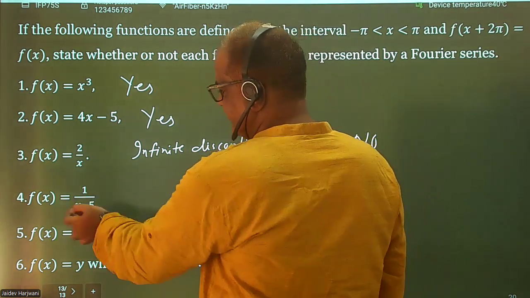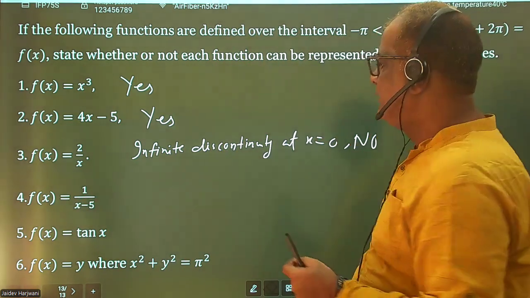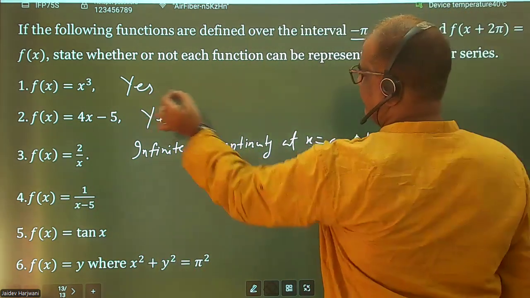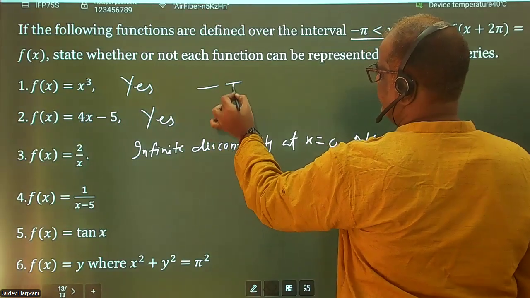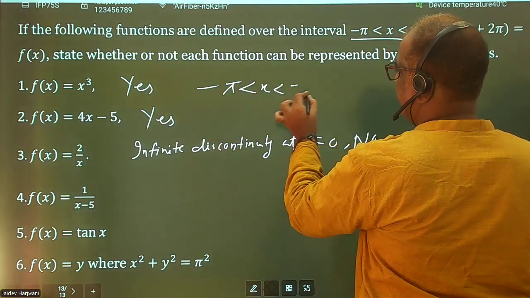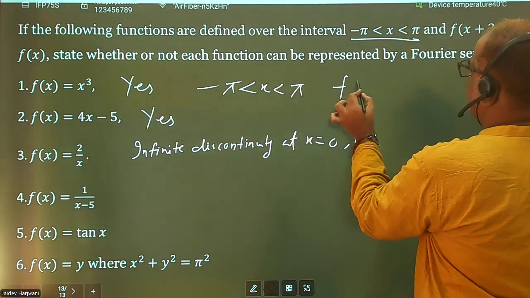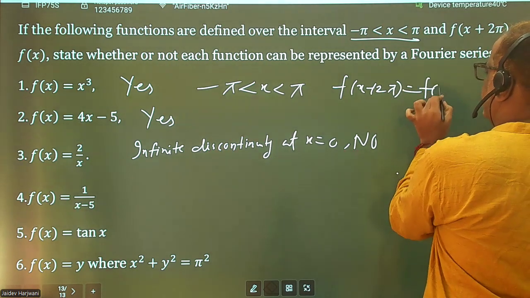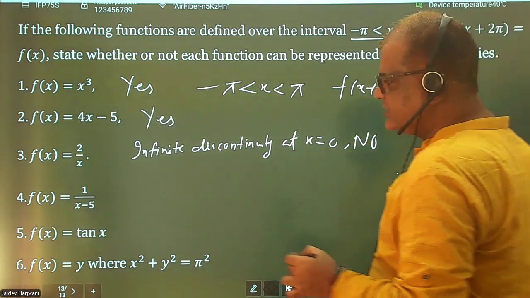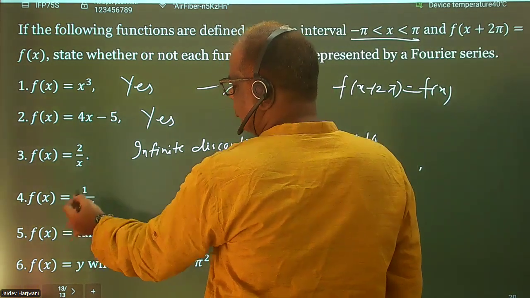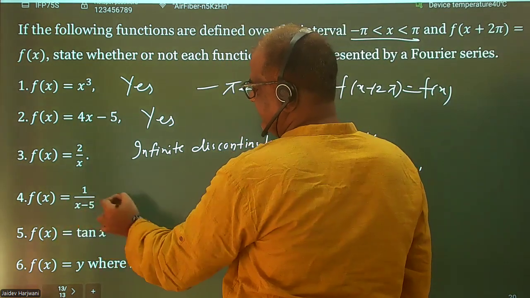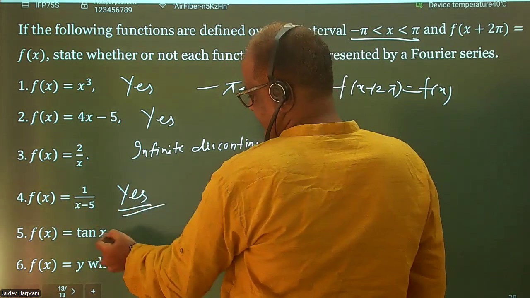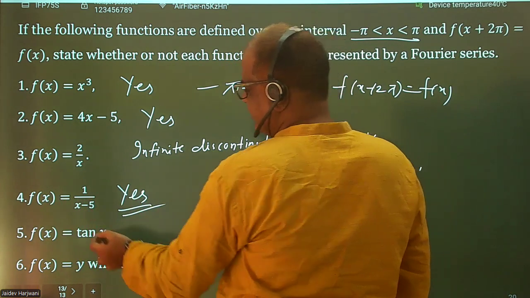Now this function becomes infinite at x is equal to 5, but x is equal to 5 is not in this interval. Okay, so the intervals I am writing here, for all the functions, are minus pi to pi, and they are periodic with period 2 pi. Because this discontinuity is not inside the interval, this can be expanded with a Fourier series. This one has a discontinuity.